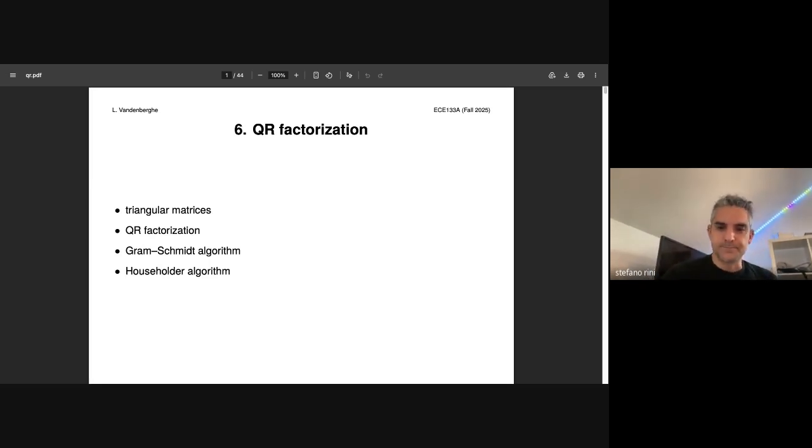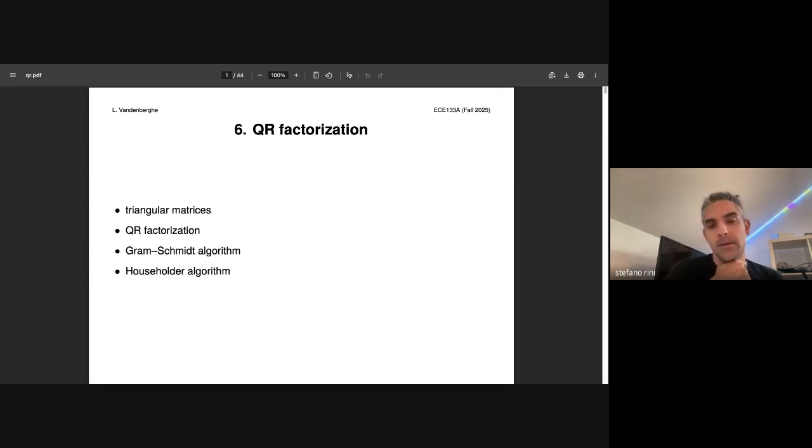And sometimes you want to define whether the diagonals are equal to 1. This is called a unit upper triangular and a unit lower triangular. So if this diagonal is all equal to 1, then it's called unit lower triangular. It will become important later when we do QR decomposition.